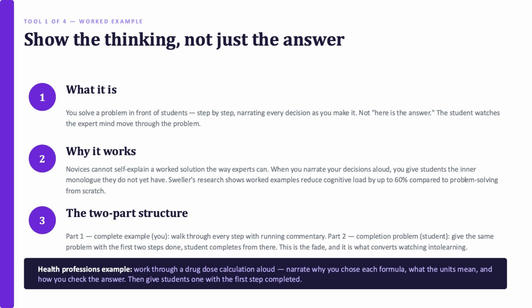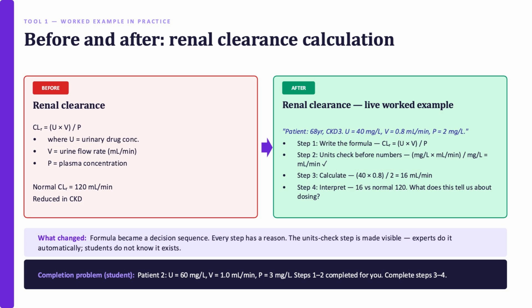In a health professions example, this might involve working through a drug dose calculation aloud. You would narrate why you chose specific formulas, explain the unit's significance, and how you check the answer. Then, to implement the fade, give students the same problem with the first step completed. This slide contrasts the before and after approaches to renal clearance calculation.